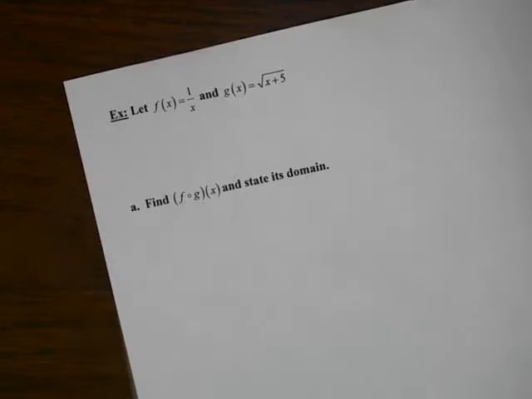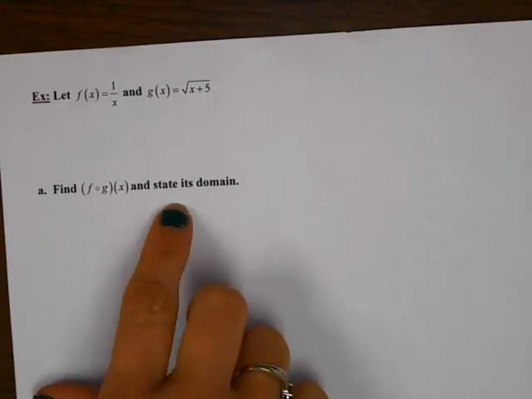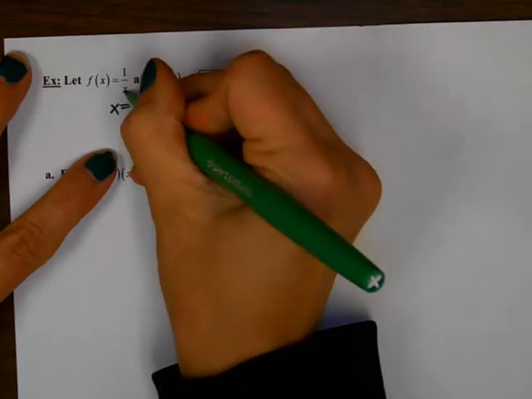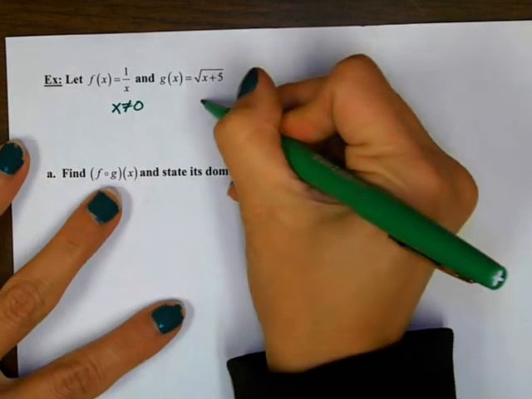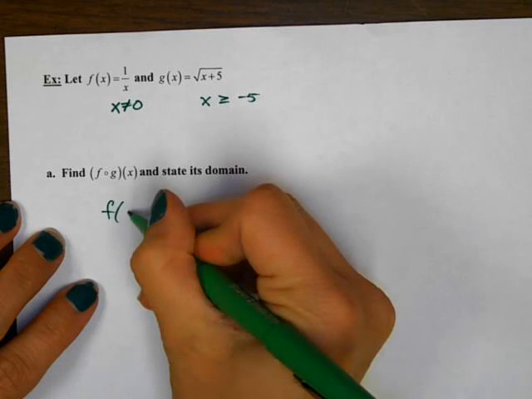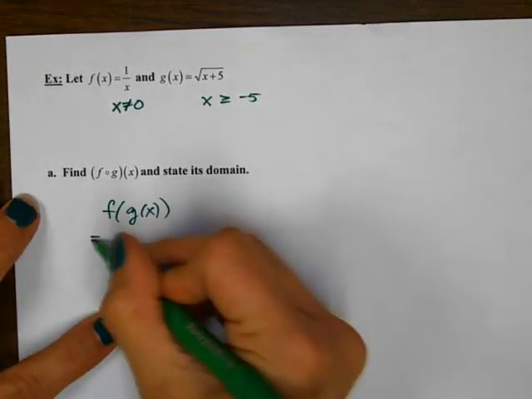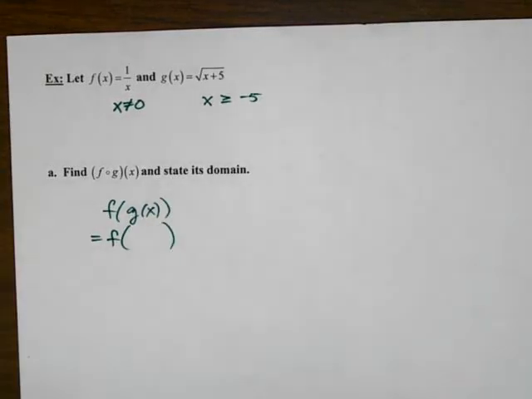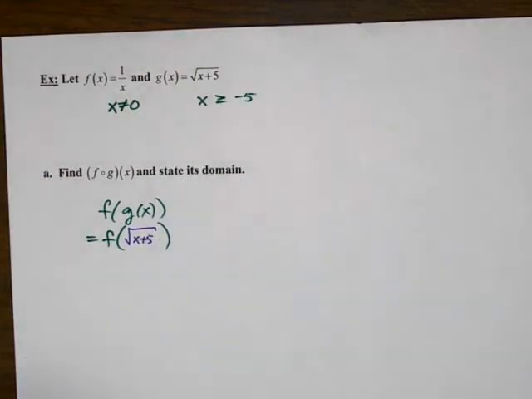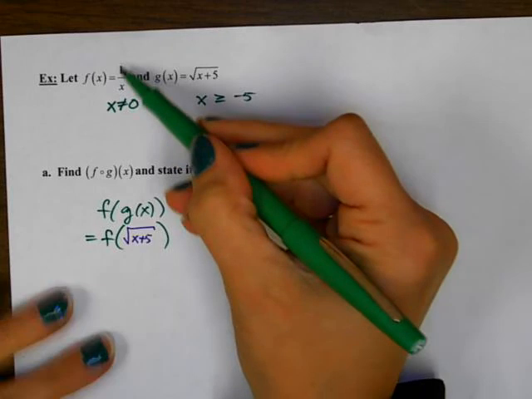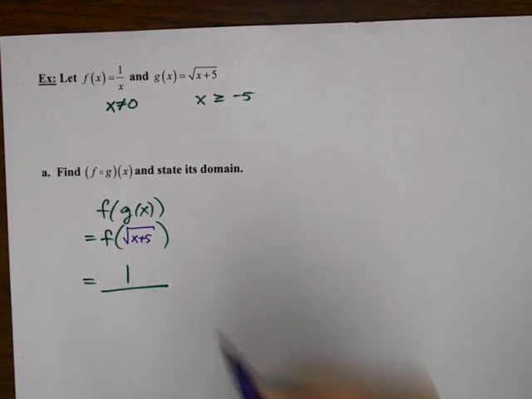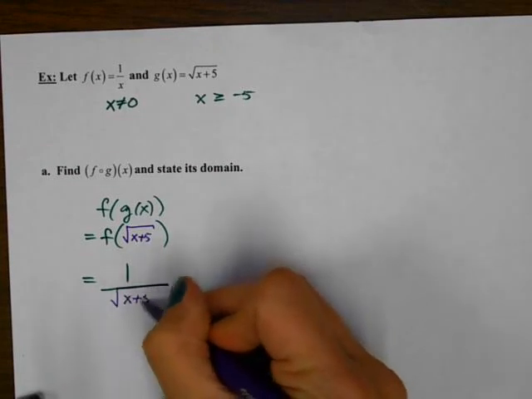All right, we got one more. Find f of g of x and state its domain. Okay, so first I'm going to say here f of x does not want your input to be 0, and g says be more than or equal to negative 5. Okay, so first we're going to do f of g of x, which is f of, what's the g function? Square root of x plus 5. Now what does f say? F says 1 over your input. 1 over the input. And the input is radical x plus 5.